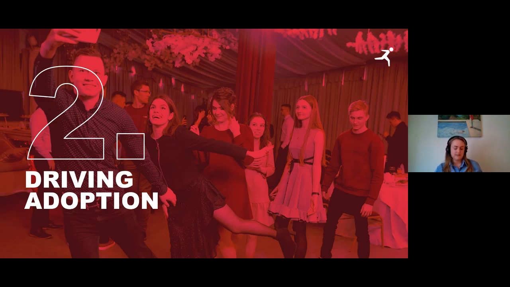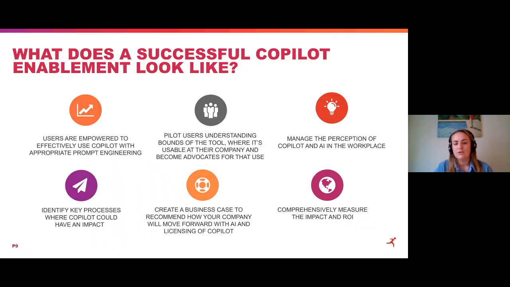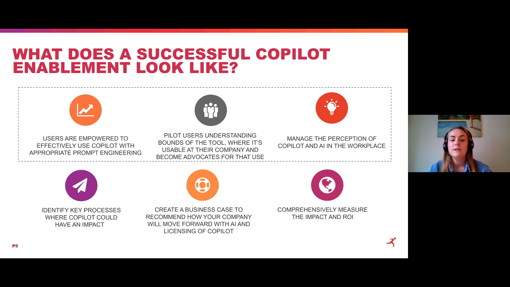So if we just go to the next slide, I want to take a step back and think about what a successful Copilot enablement looks like. That could be an EAP, a pilot, your first set of licenses, your first cohort. There are two key areas. One is driving adoption, and that's the first three areas. If we think about the middle point here, pilot users or initial users understand the bounds of the tool, where it's usable at their company, and become advocates for that use. That's going to be critical to getting the most out of the Copilot licenses that we enable for our users.